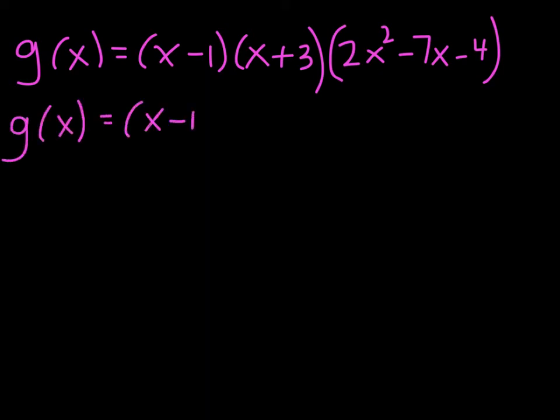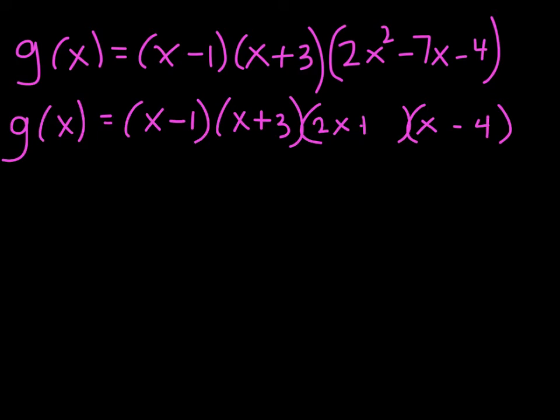Let's just copy all this down here. All right, here we go. If it factors further, it has to factor like this. Let's see, it would have to be 2x times 1x. And we would want -4 and then plus 1. That's how it must factor.